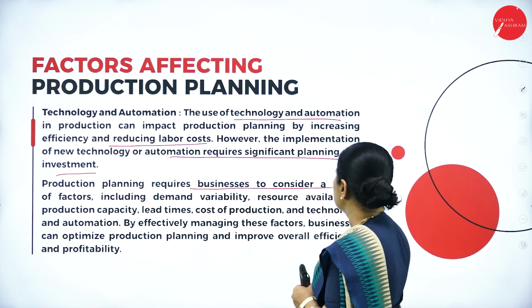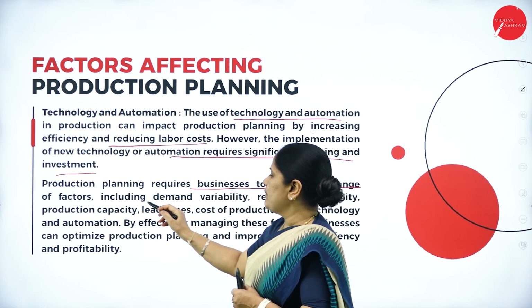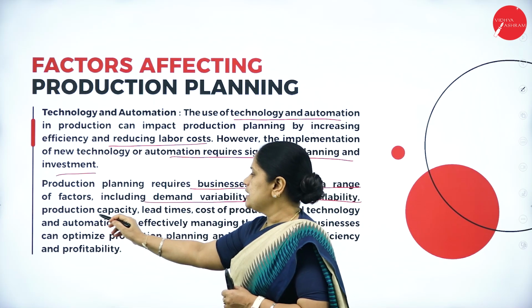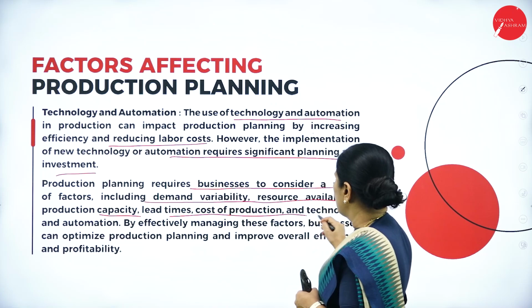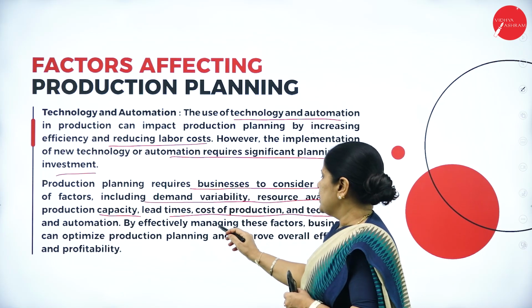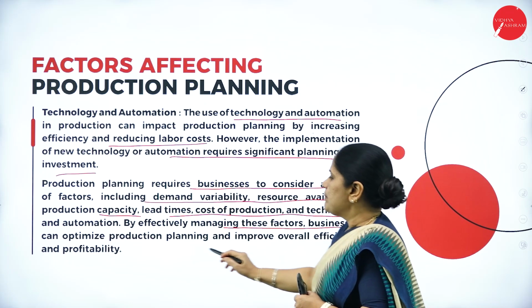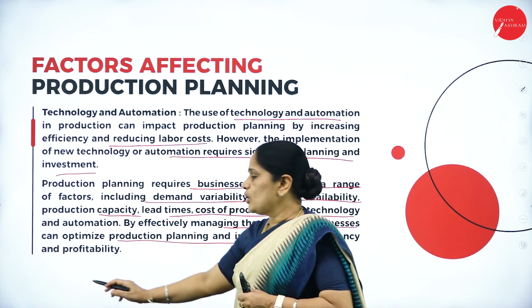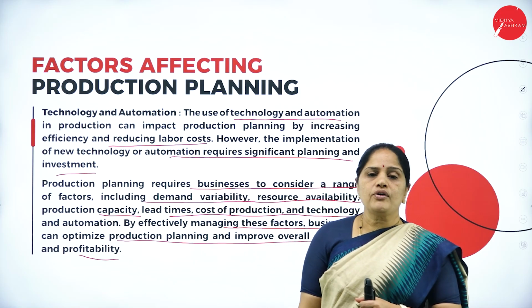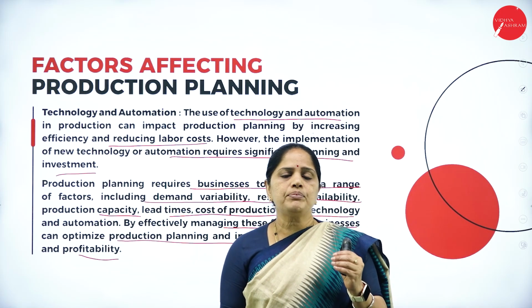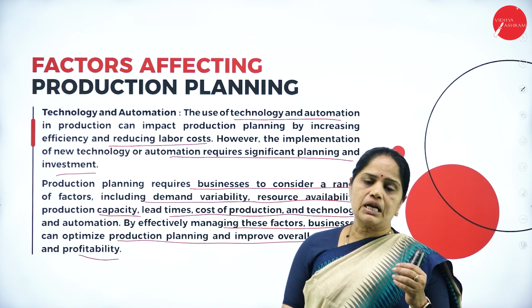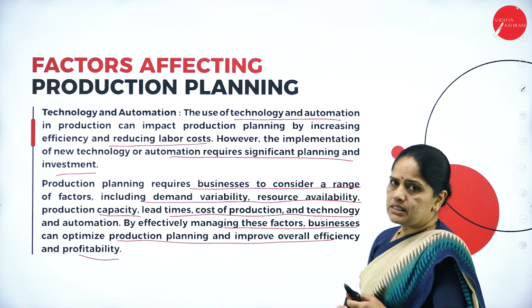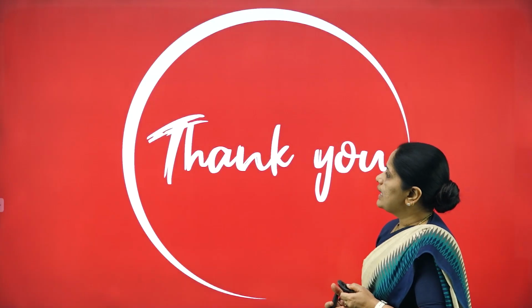Production planning requires businesses to consider a range of factors including demand variability, resource availability, production capacity, lead time, cost of production, etc. So, when we manage these factors, businesses can optimize production planning and improve the overall efficiency and profitability. So, if you can perfectly plan for the production and control of the products, then we can ensure that there is profitability in the organization.